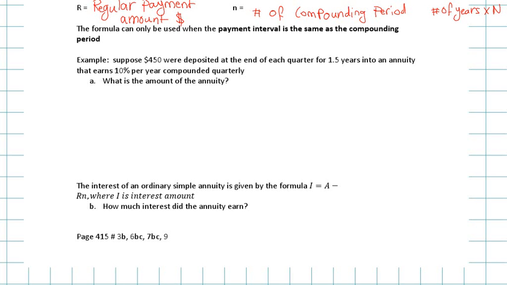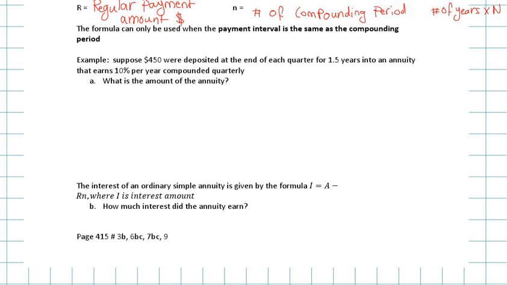Maybe it's like a rent or something like that, and it's compounded, so the formula would be C equals P(1 plus I)^N. Am I making a regular payment or a regular deposit? What's my regular deposit? 450. What do we call that?